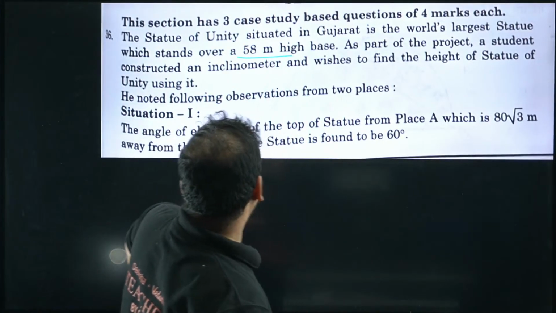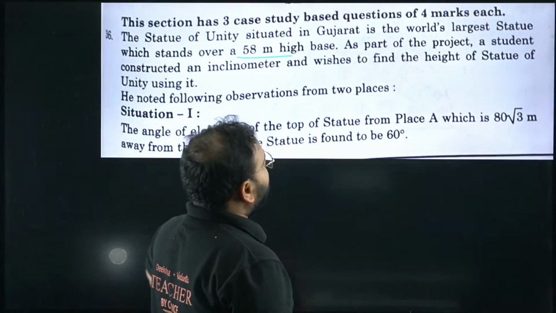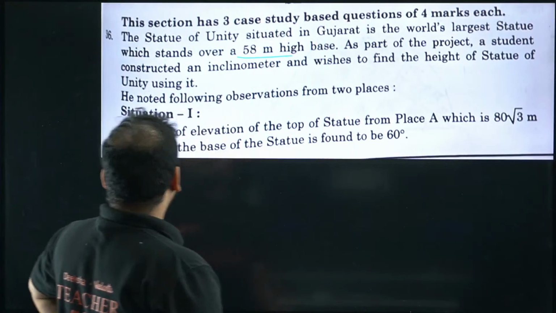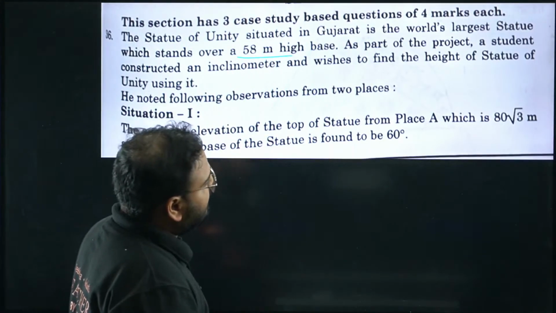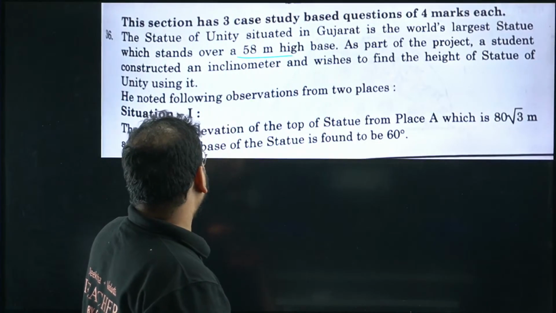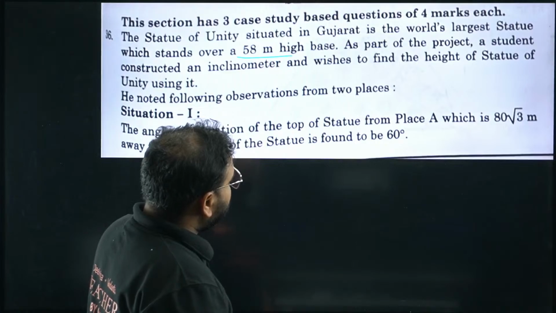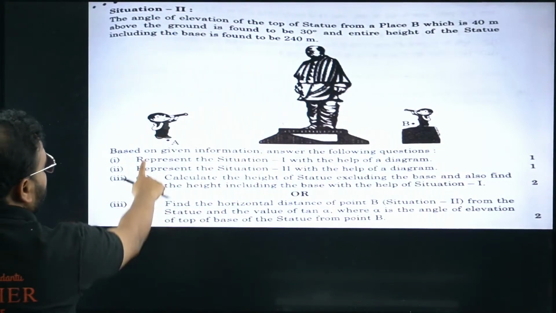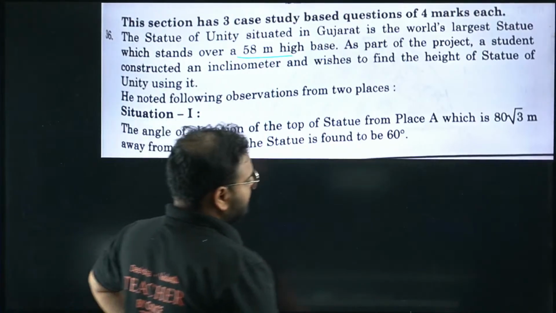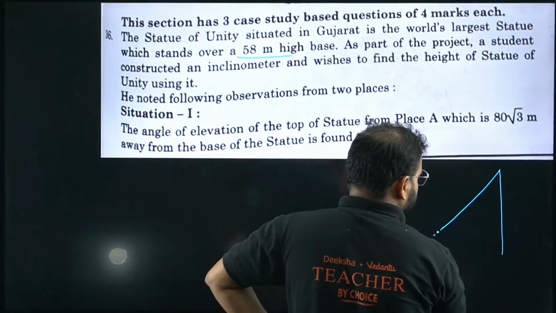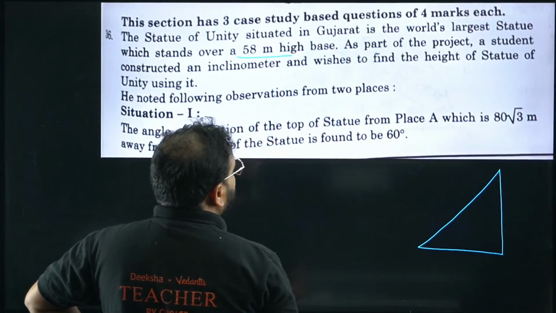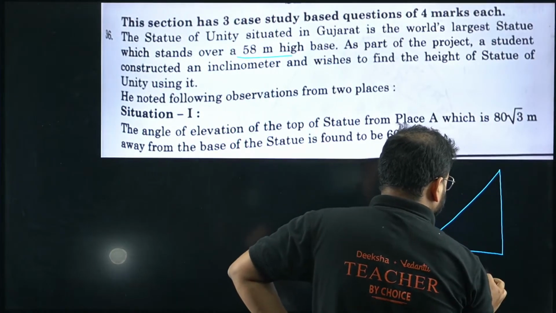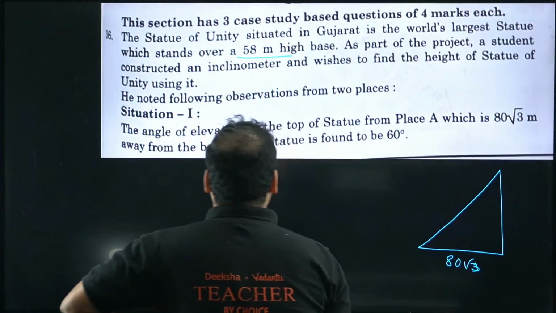As part of the project, a student constructed an inclinometer and wishes to find the height of the Statue of Unity using it. Okay, so situation 1: we have the angle of elevation of the top of the statue from a place A, which is 80 root 3 meter away from the base of the statue, found to be 60 degrees. There's a place A somewhere over here, at the same level. So what is given? Distance is given, place A is 80 root 3, and we have this angle to be 60 degrees.